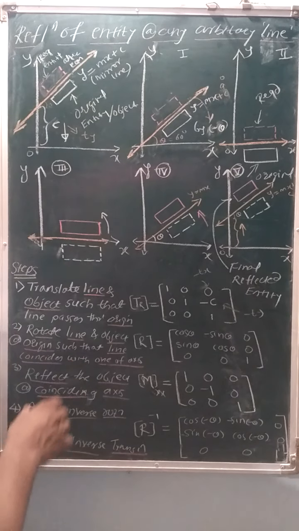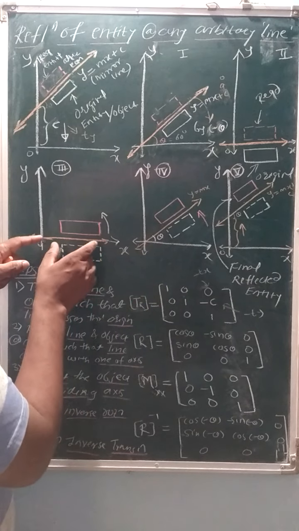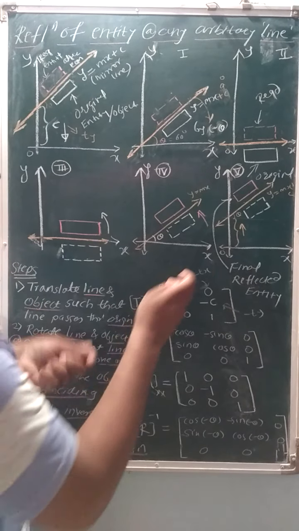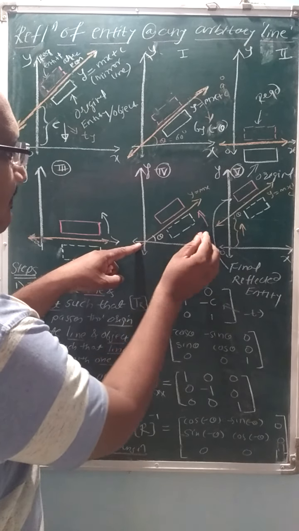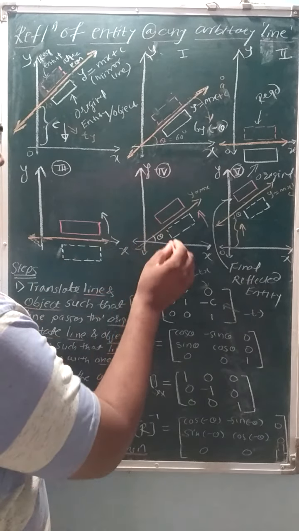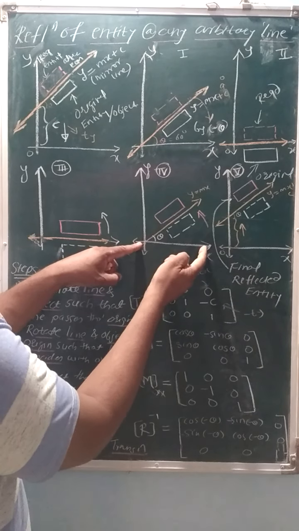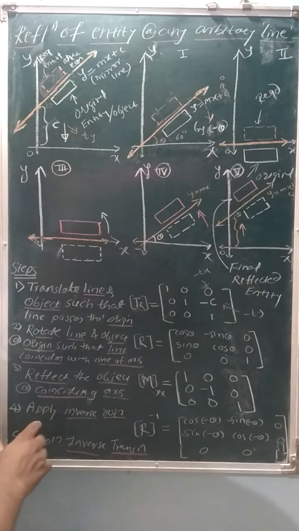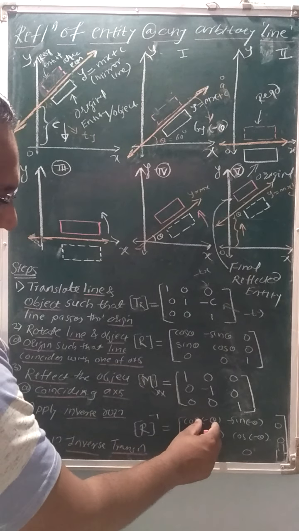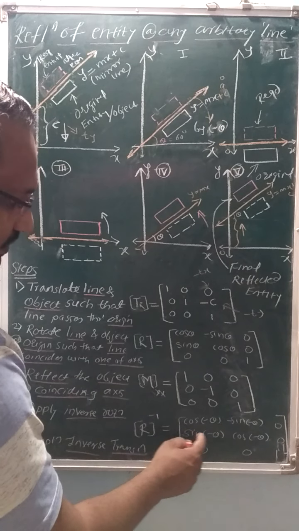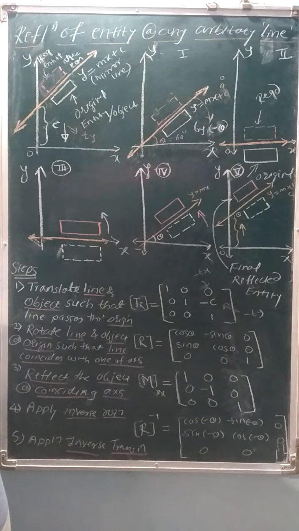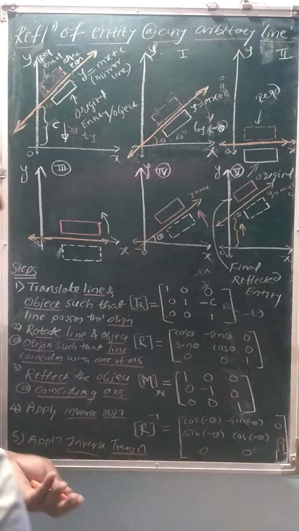Now the fourth step is, after reflection, you have to re-rotate that particular line from the x-axis to its original orientation. So in that case, we have to apply the inverse rotation: cos of minus theta, minus sin of minus theta, 0; sin of minus theta, cos of minus theta, 0; and 0, 0, 1 will be the fourth step.